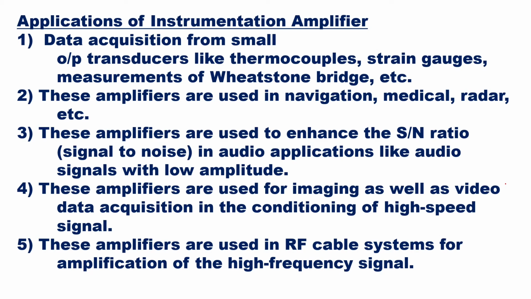Number 2, these amplifiers are used in navigation, medical applications, radar, etc. Number 3, these amplifiers are used to enhance the signal to noise ratio in audio applications, like audio signals with low amplitude. Number 4, these amplifiers are used for imaging as well as video data acquisition in the conditioning of high speed signals. And number 5, these amplifiers are used in RF cable systems for amplification of the high frequency signal.